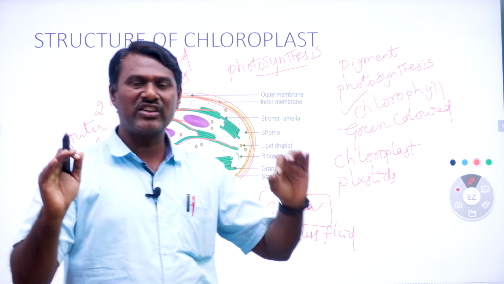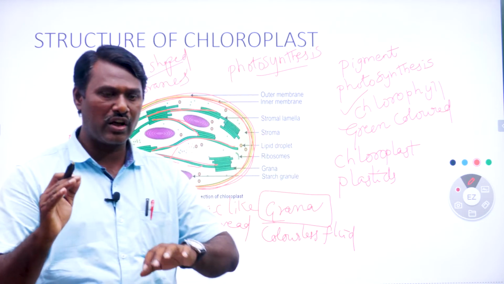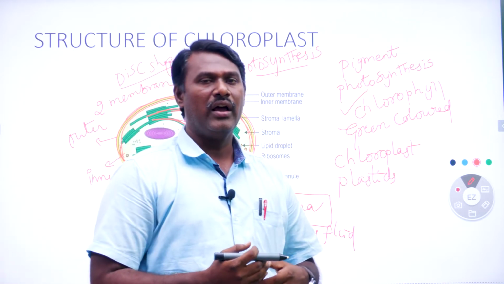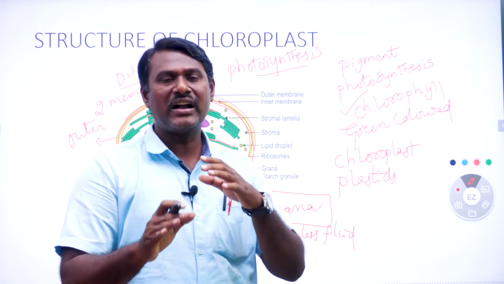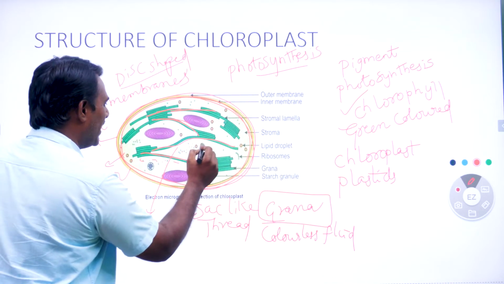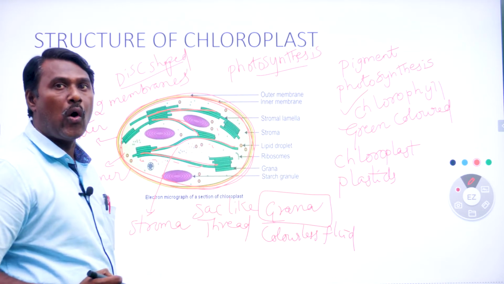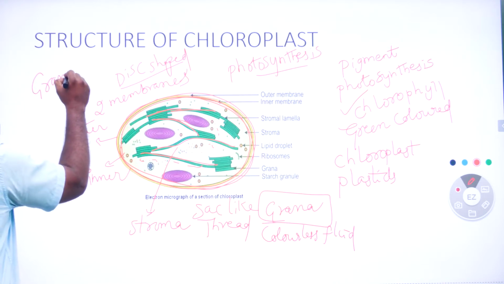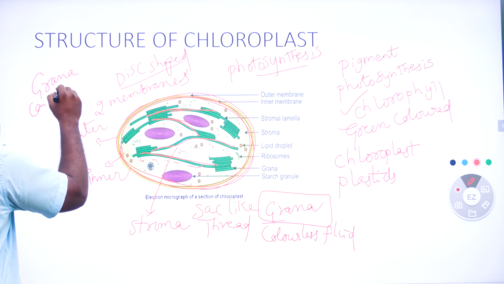So first of all, when we observe the chloroplast we can find several sac-like structures or thread-like structures, and those we can call grana. And within the chloroplast we can see the colorless fluid, this all white color, which we can call stroma.